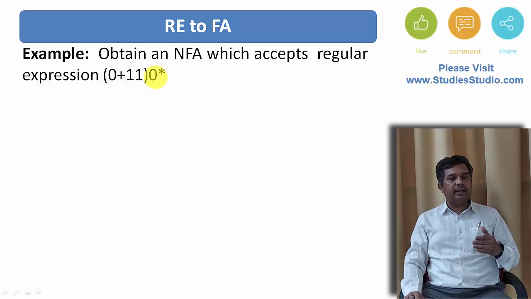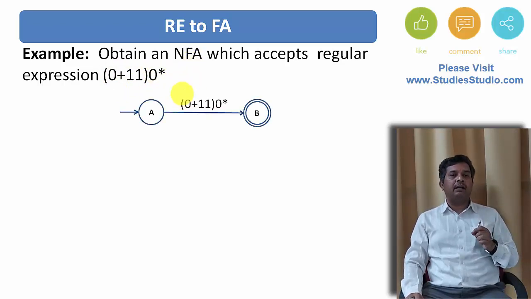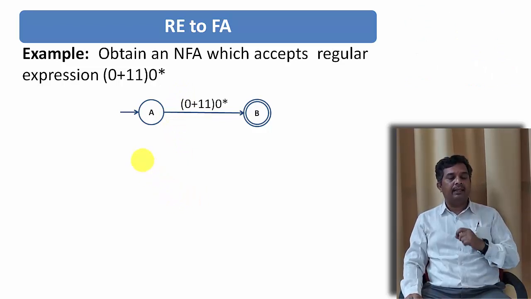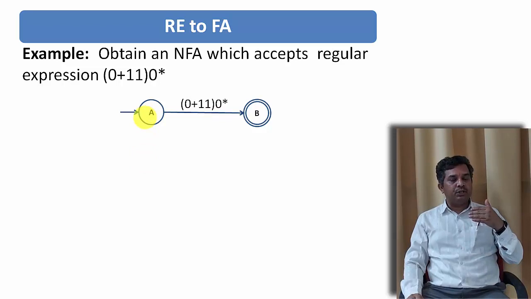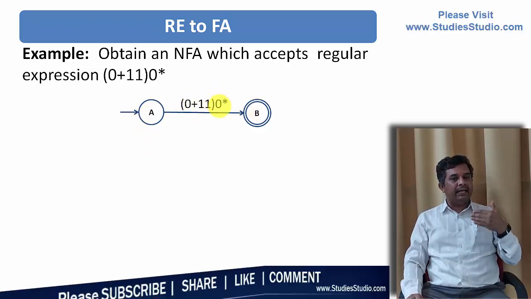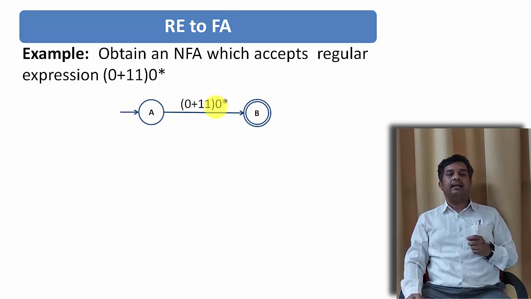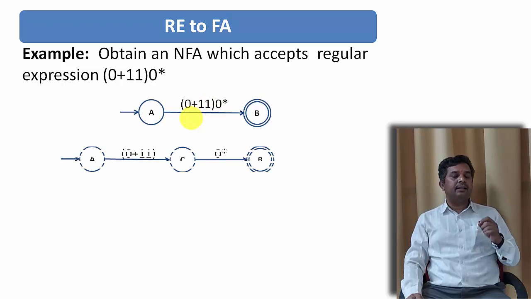For your better understanding, let us do one more problem. I am doing here (0 plus 1)(1)(0 star). For this regular expression, I am trying to find the NFA. Here I am using one more method where I will be introducing the states. So from A to B, this is my regular expression. Now you see there is a single operation here, that is concatenation. For concatenation, I'll get two different expressions. So I can get A, (0 plus 1)(1), and 0 star.